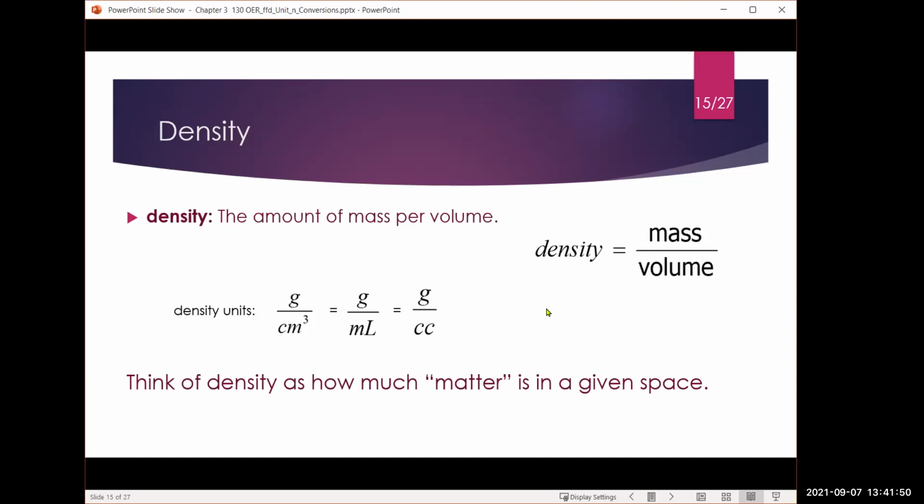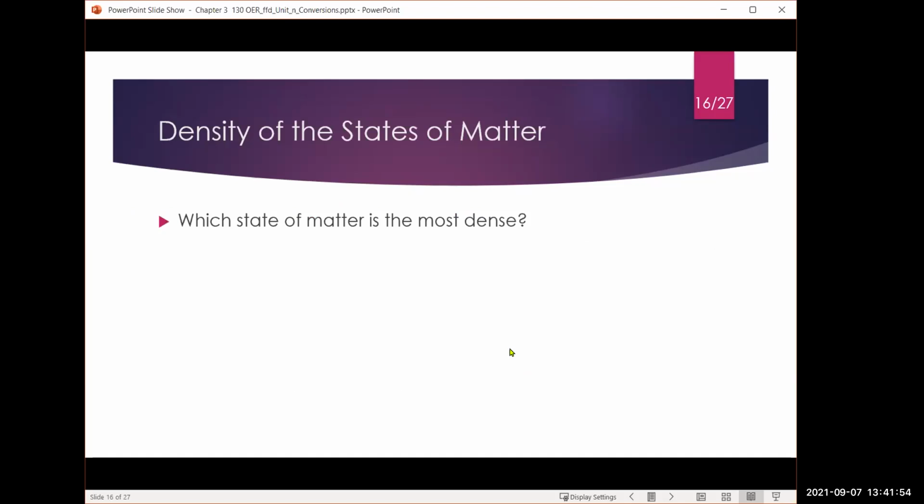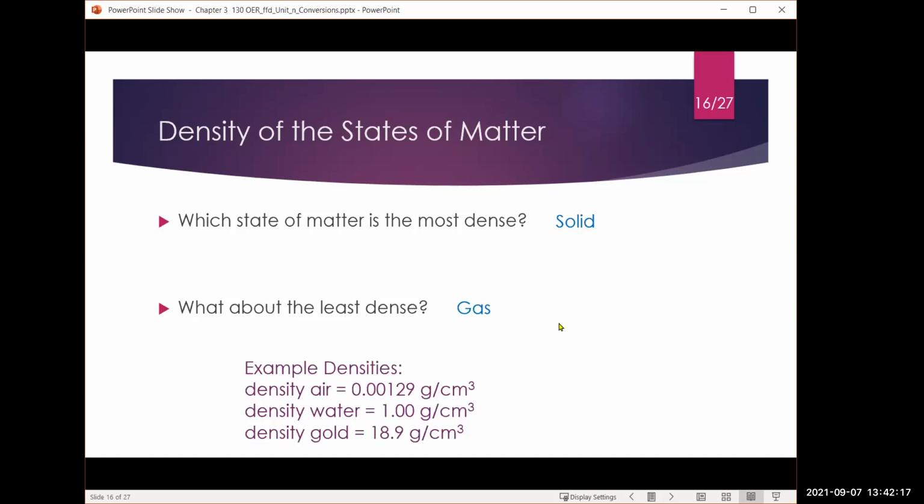Think of density as how much matter is in a given space. So obviously we know that the most dense state of matter is the solid, whereas the least dense is the gas. That's because the molecules in gases are so far apart from each other, as compared to solids where they're much closer together.